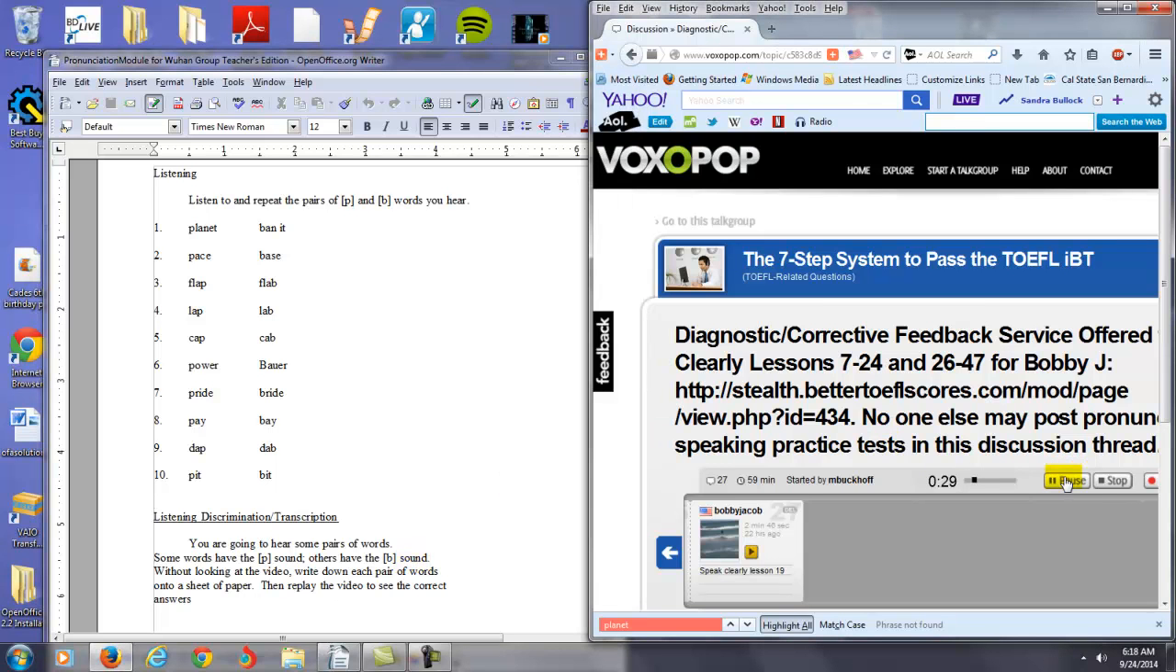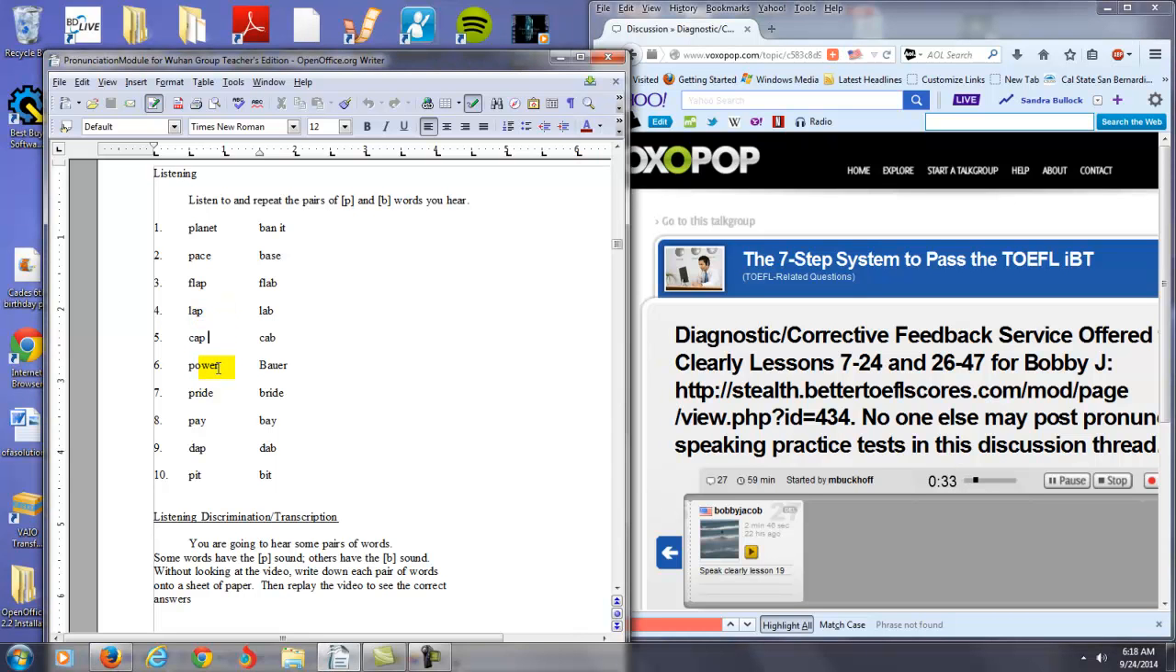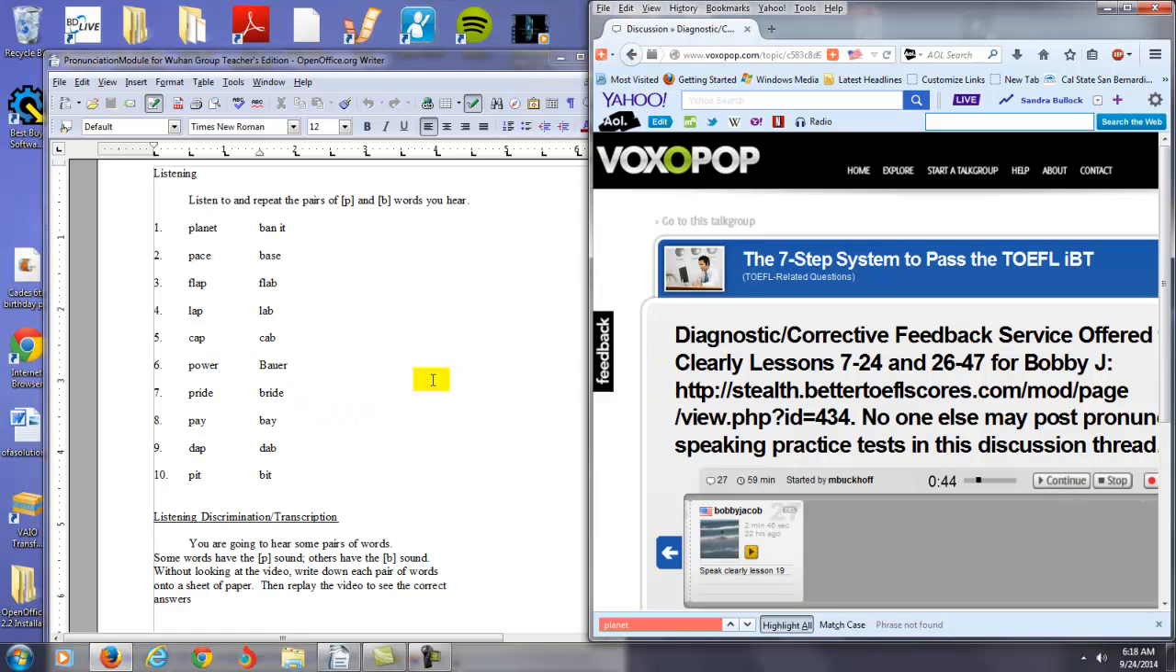Four. Cap, cab. Number five. Power, bower. Okay. Number six. Pride, bride. Okay. Number seven. Pay, bay. Now make this longer here. Both of these, A. Pay, bay. Eight. Dab, dab. Good. Number nine. Pit, bit. Okay.